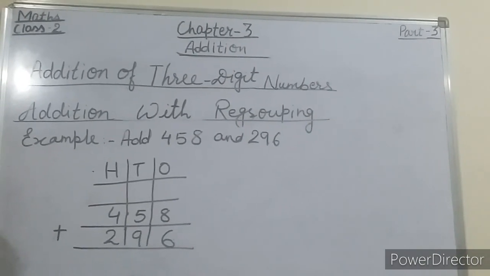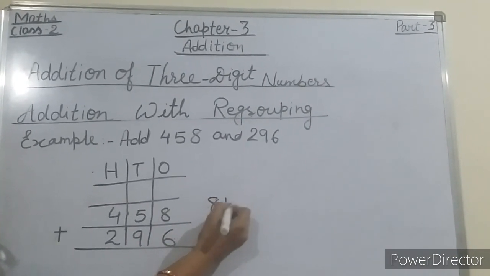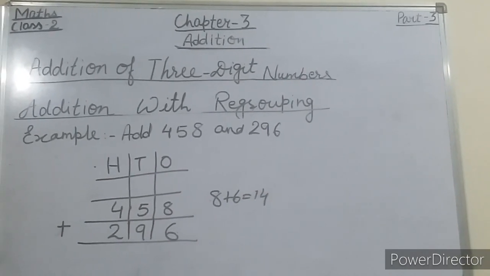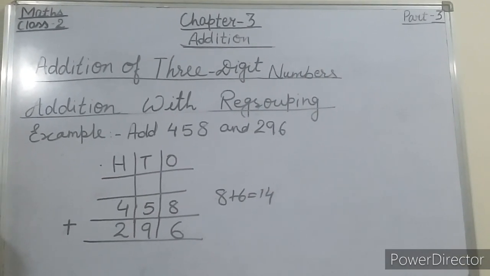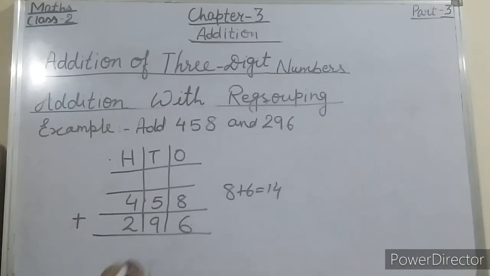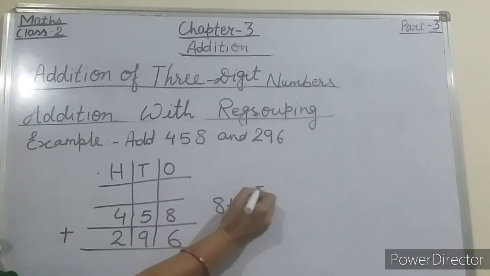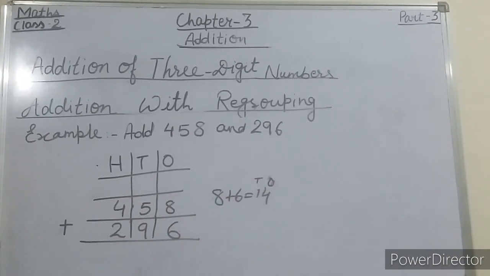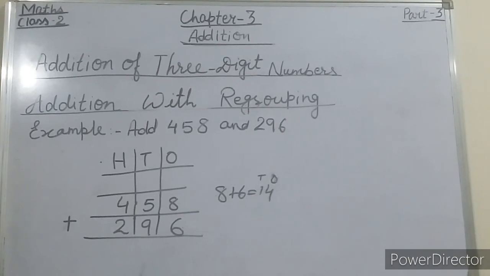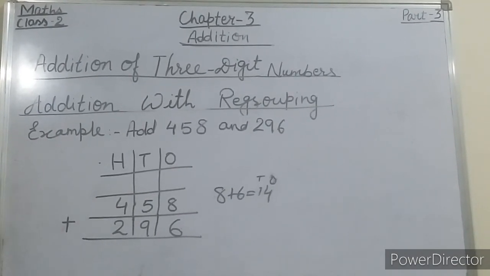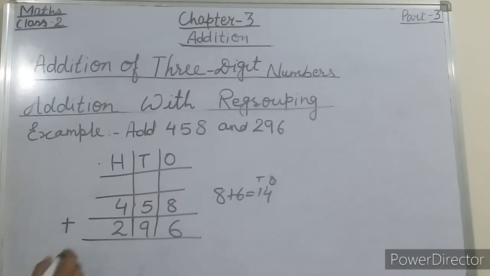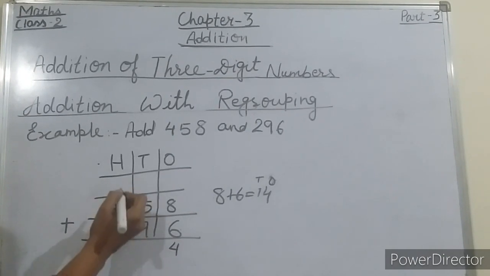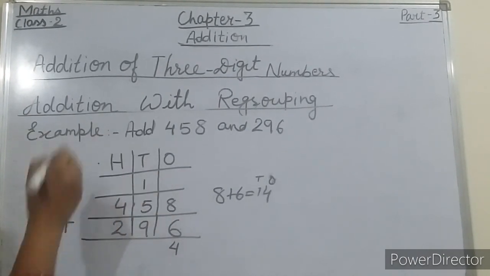What will we do for the 14 students? See, 8 plus 6 is equal to 14. So what will we do? Yes, regroup 14 ones as 1 ten and 4 ones. So what we have to do now students? Yes, we have to write 4 under the ones column, and carry over 1 to the tens column.